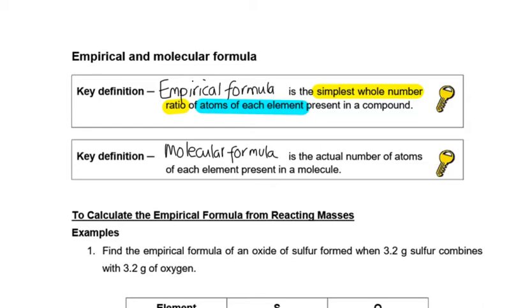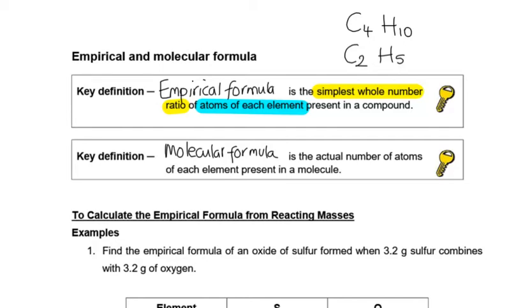So if I were to take a formula like the formula of butane, C4H10, that would be its molecular formula. There are actually 4 carbons and 10 hydrogens. But what would its empirical formula be? Well, its empirical formula would be C2H5, because that's the simplest whole number ratio.